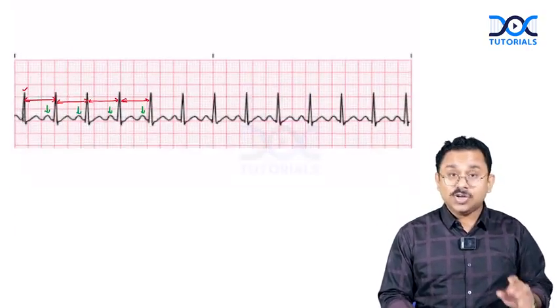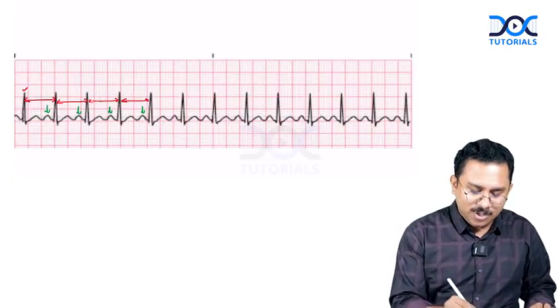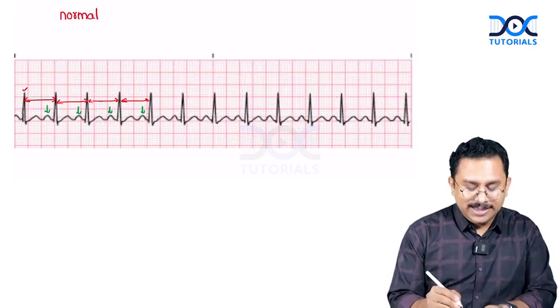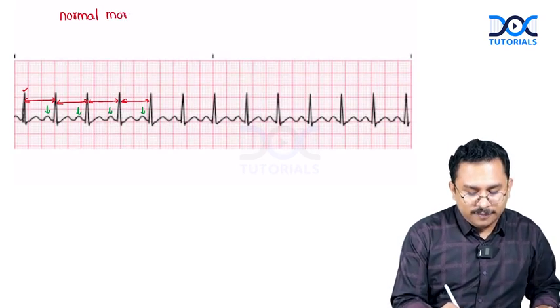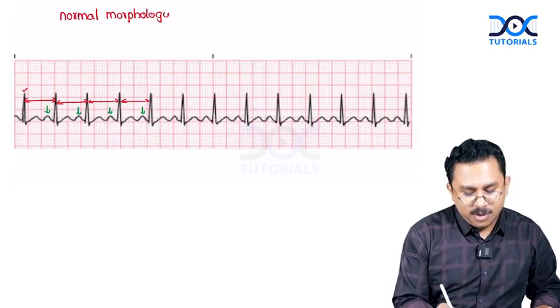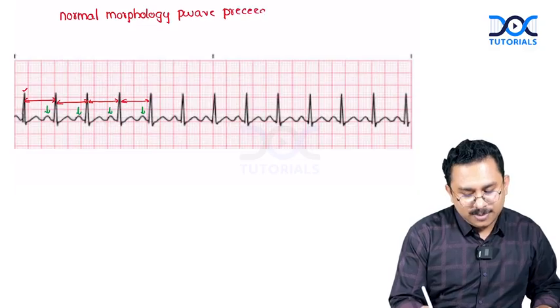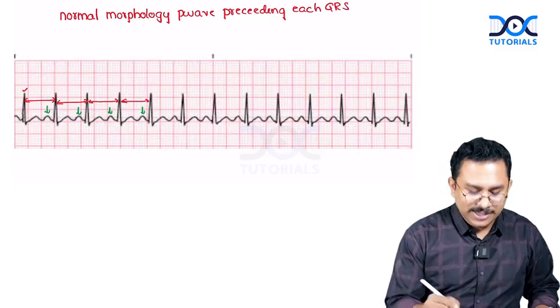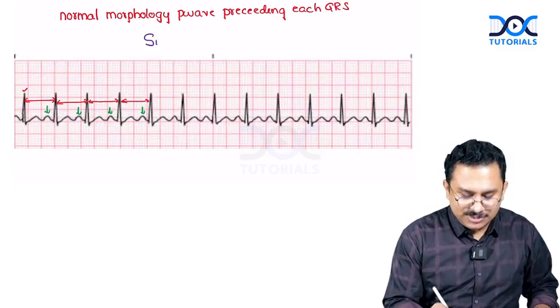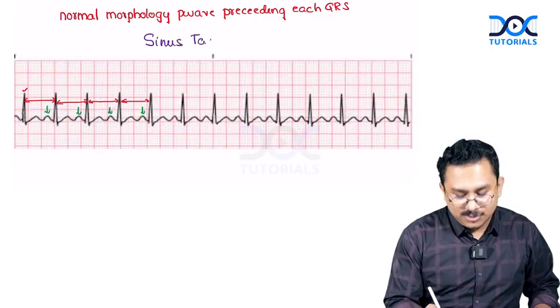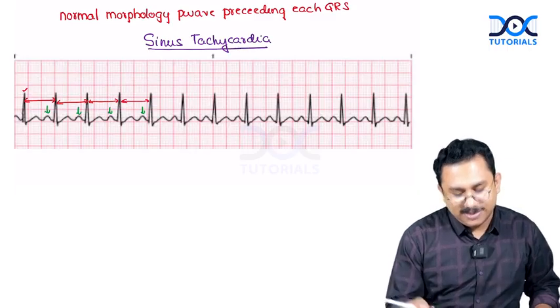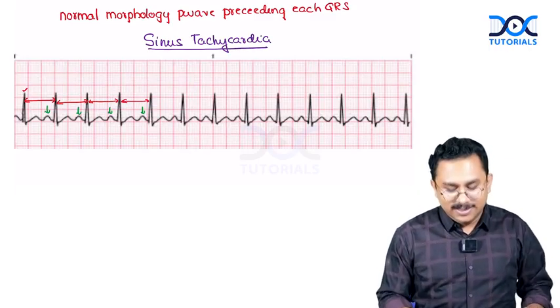So when you get a normal morphology P wave, that's a key word. A regular narrow complex tachyarrhythmia with a normal morphology P wave preceding each QRS: what is the diagnosis? The diagnosis is sinus tachycardia. So this is a sinus tachycardia, right? That's clear, and we are settled for this.